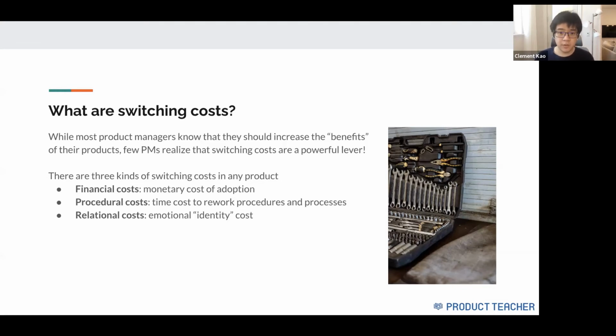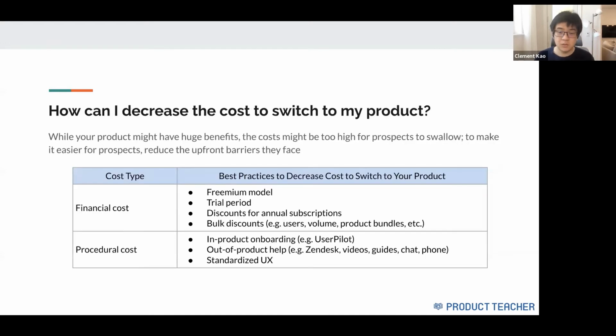So now that we know about the 3 kinds of switching costs, now we can dive deep into how we can strategically use switching costs to grow our product and to unlock more value. So first, let's talk about how we can decrease the cost it takes to switch to my product.